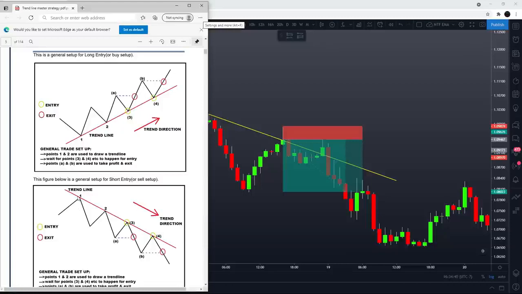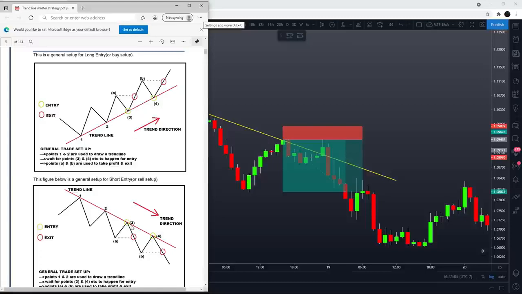Same thing with a downtrend. We have points 1 and 2, which are now peaks, not troughs. So we get a peak, we get a low, we get a lower high, another peak, and then we can draw our trend line. Then we're looking for that third touch in order to take a position based on the candlestick pattern.